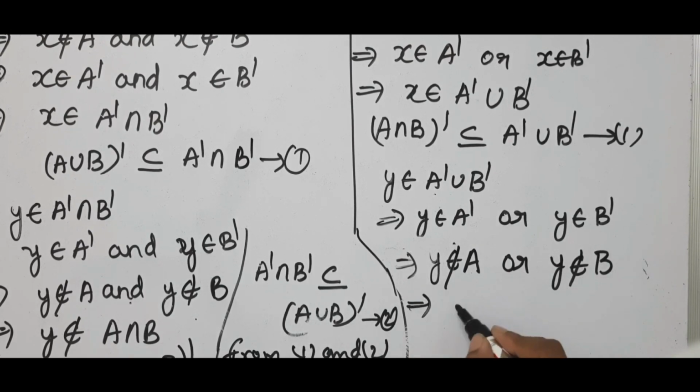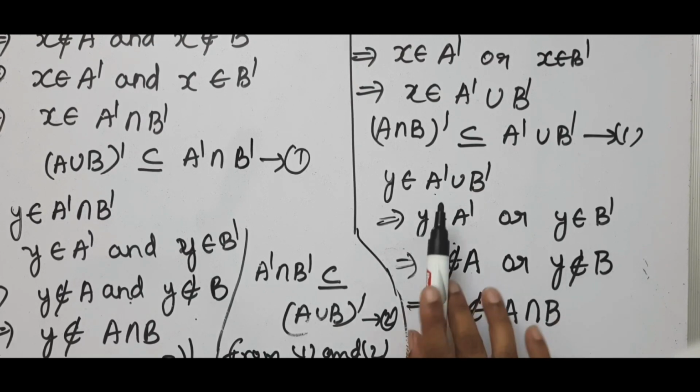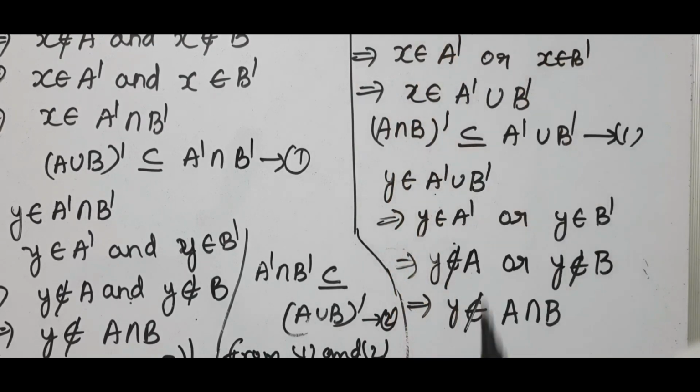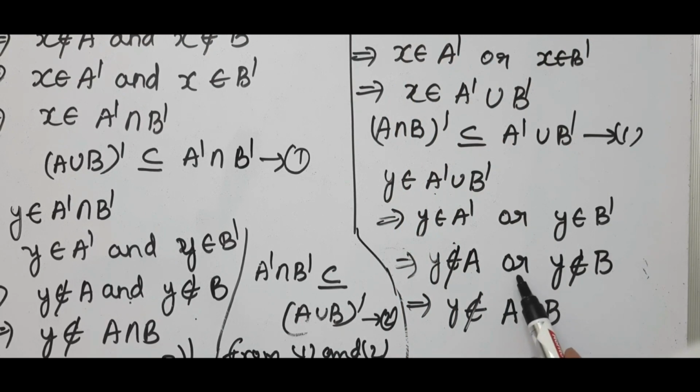So this can be written as y does not belong to A intersection B, because we have to show that A intersection B whole complement, is it not? So instead of "and" we have kept the intersection symbol. Why? When it does not belong to set A and set B, it means it cannot be a common element. The meaning is the same, is it not?